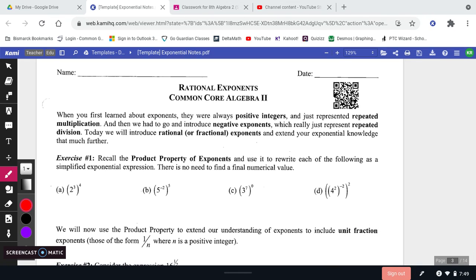All right, this is the second lesson in this unit, rational exponents. So here's just a review for exercise 1.